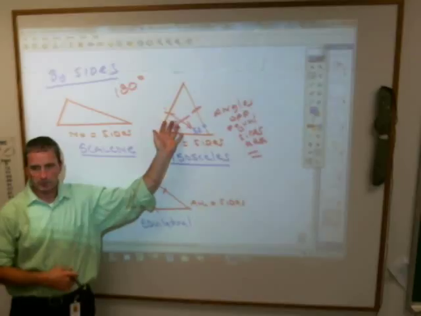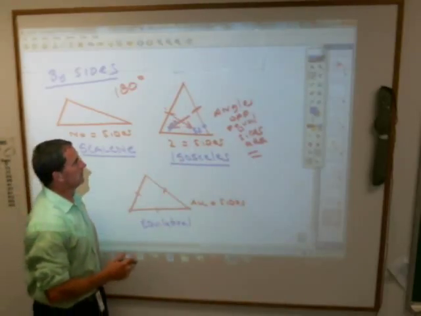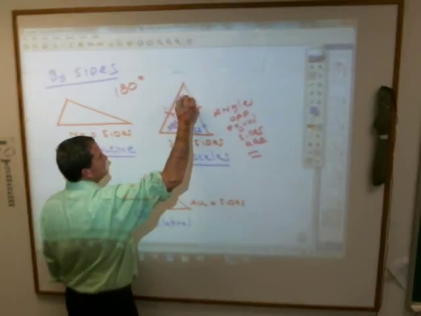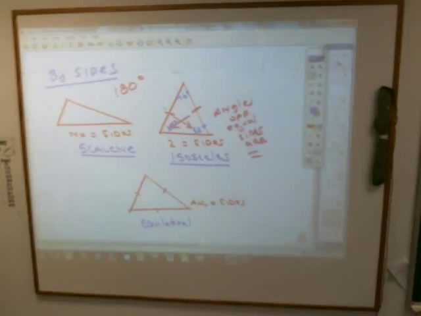You mental math people, 180 minus 104. Elijah? 76 degrees. I don't think I drew that quite to scale, but is that right? Yes. That is correct.